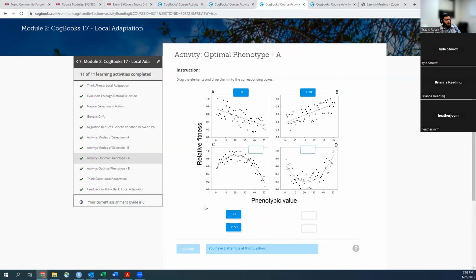And then what about this kind of curve where we have our stabilizing selection, because it's going towards the middle, but where are the dots the highest here? Around the 22 mark. Yeah, so in the middle of the curve, right, which is exactly going to be, I would say, around the 22 mark.